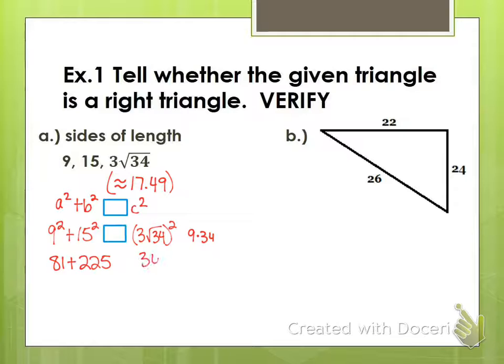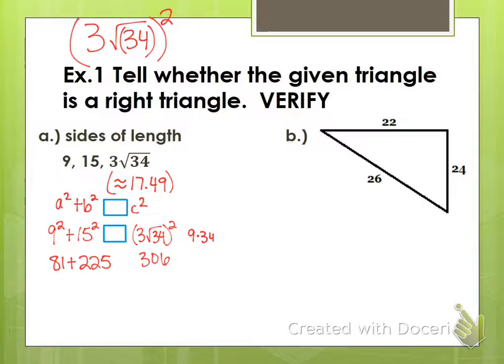If you're putting this in a calculator, if you're typing in 3 square root 34, usually your calculator opens up parentheses and you would have to close them. You would also have to put parentheses or brackets around the whole thing. Otherwise, it's just going to square the square root of 34 and then multiply it by 3.